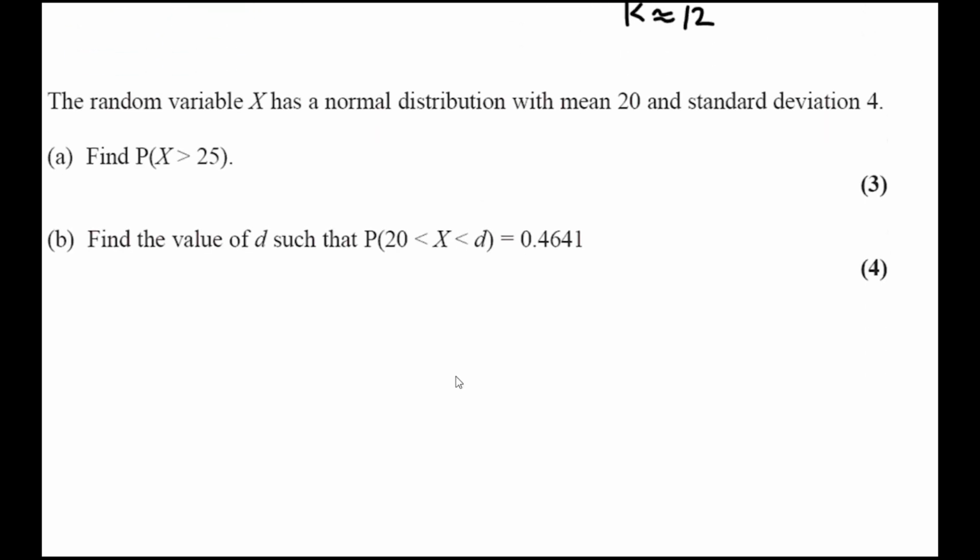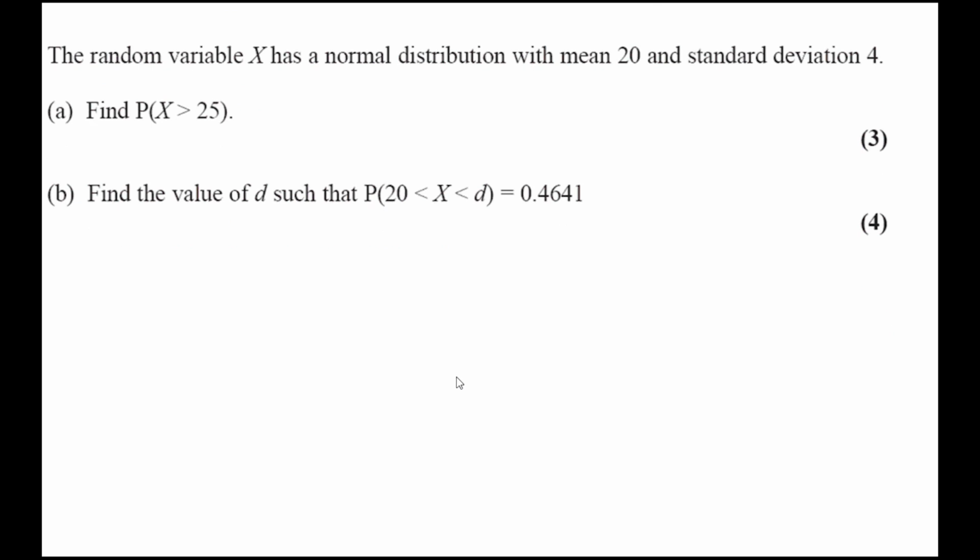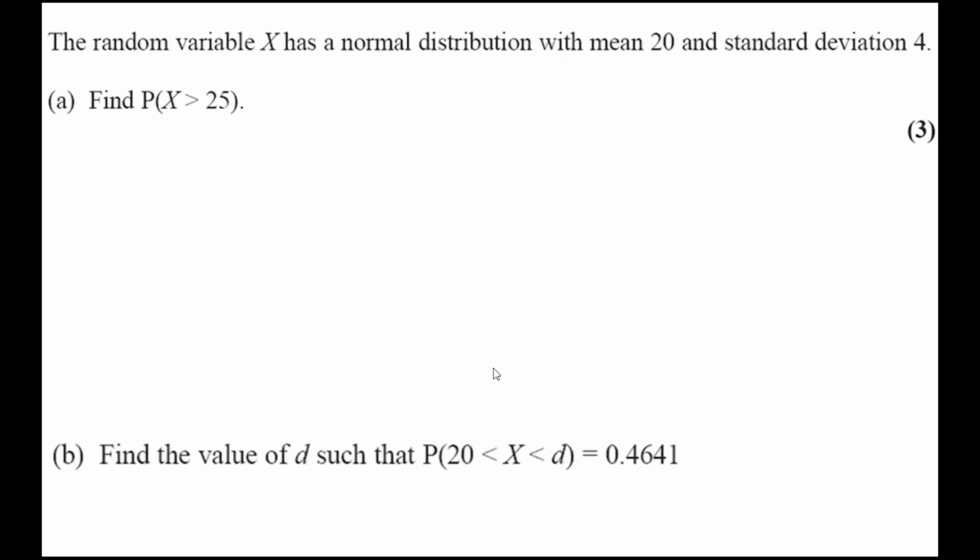Okay, and let's go for one more. The random variable X has a normal distribution with a mean of 20 and a standard deviation of 4. Find the probability that X is greater than 25. So let's start by writing down that distribution. X follows a normal distribution where the mean is 20 and the standard deviation is 4. And we want to find the probability that X is greater than 25.